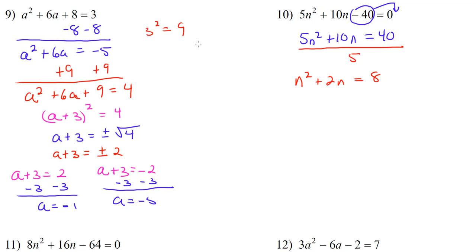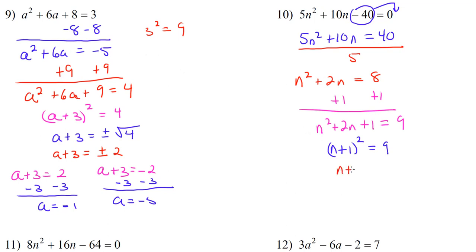Now we can go ahead and take our b value, take half of that. Half of 2 is 1, and 1 squared is 1. So we're going to add 1 to both sides. This gives me n squared plus 2n plus 1 equals 9. And then we can factor the left side. N squared plus 2n plus 1 comes from (n plus 1) squared. That equals 9. We take our square roots.